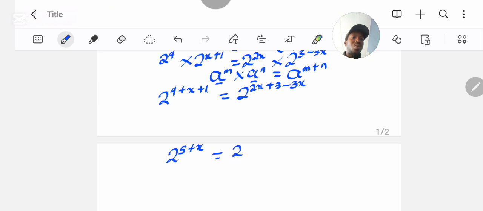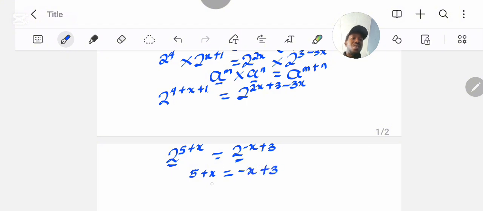2 raised to power. So we have 2x minus 3x here. That's going to give us minus x plus 3. You can see that we've been able to achieve that these two bases are equal. So you can immediately say 5 plus x equals minus x plus 3.